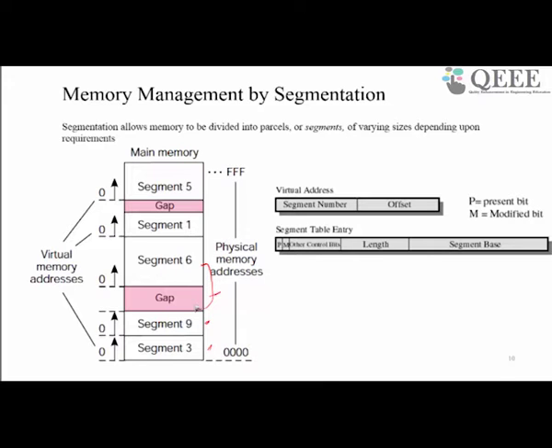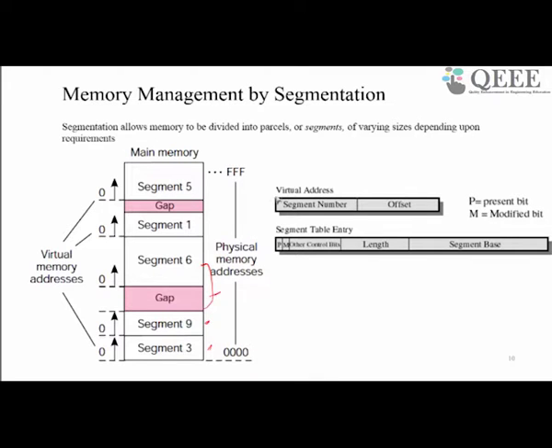So gaps may occur between segments, and this leads to a wastage, and it is called external fragmentation because it occurs external to the segment. So this is the wastage associated with segmented memory management.